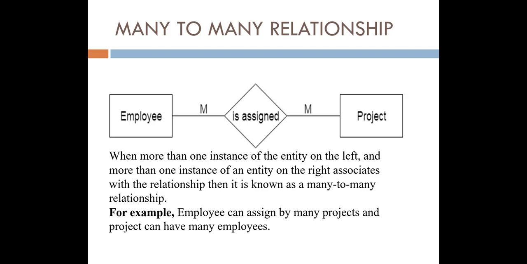Next we will discuss the many-to-many relationship. Here more than one instance of an entity on the left hand side is associated with many instances of the entity on the right hand side, and it is called a many-to-many relationship. Here employee and project are the two entities, and they are connected with the relation assigned. Many employees can work for one project, and one employee can work for many projects. So here it is represented by a many-to-many relationship.